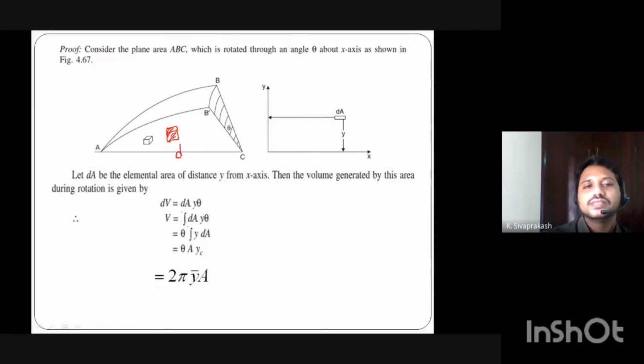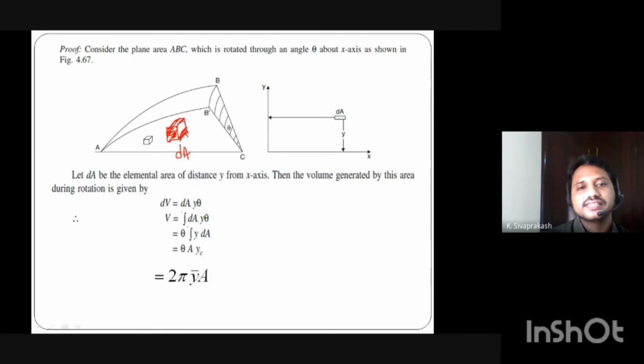This element area is dA, this is the front face. But this is a three-dimensional plate. Three-dimensional plate means it has a thickness. See, this is the thickness. How do we get the thickness of this element plate? Starting here, how much angle is it rotated?